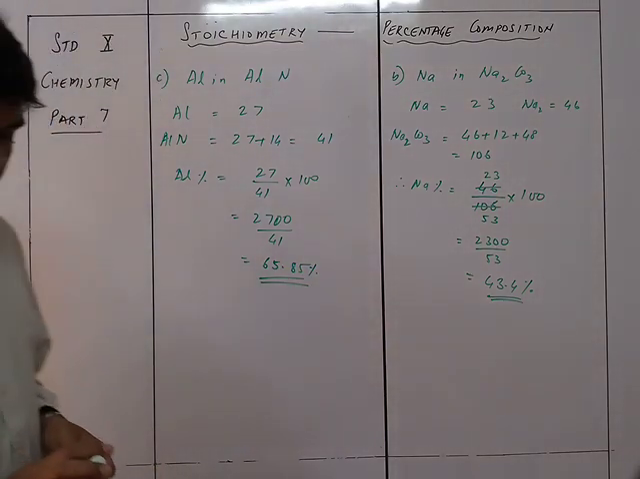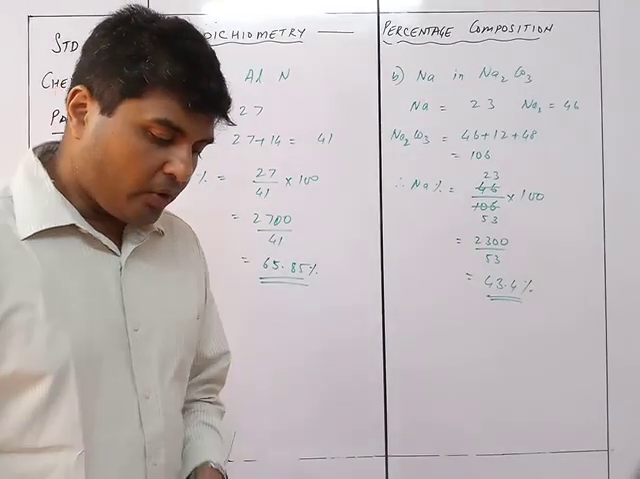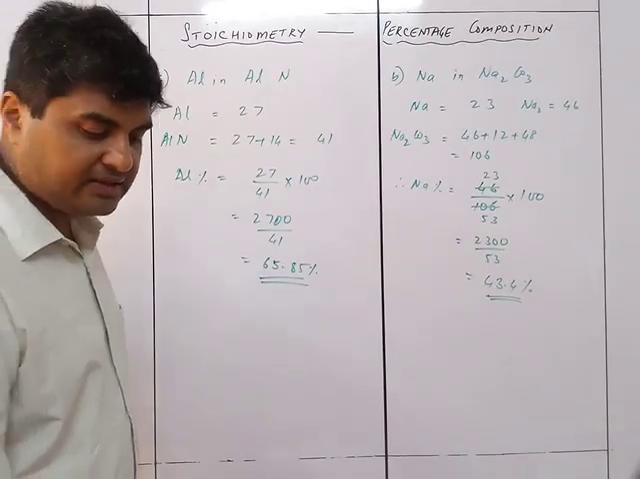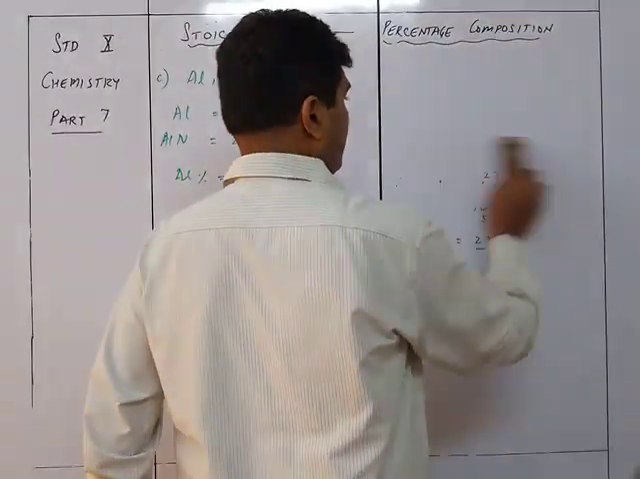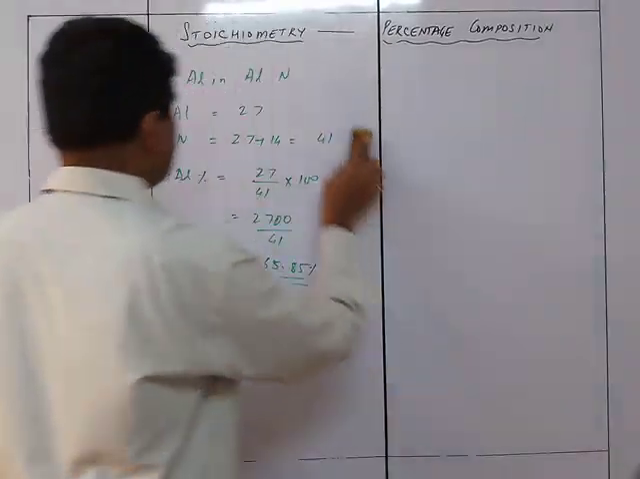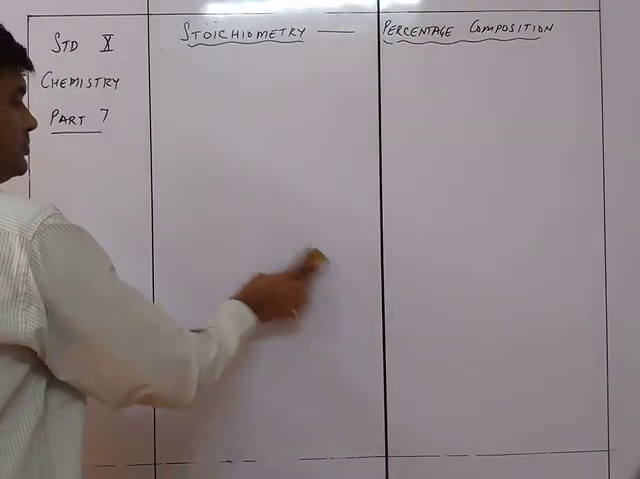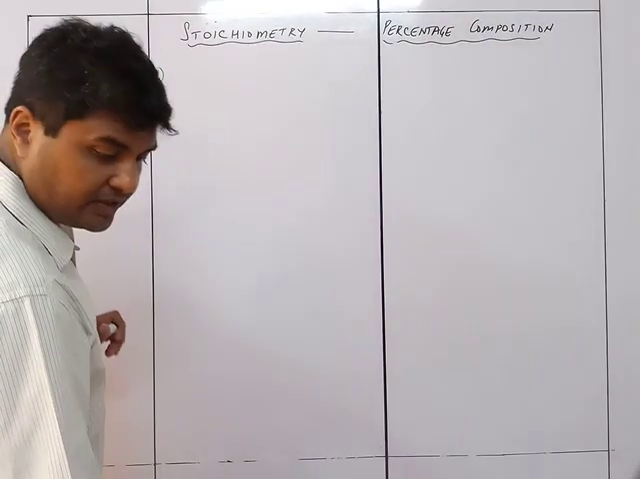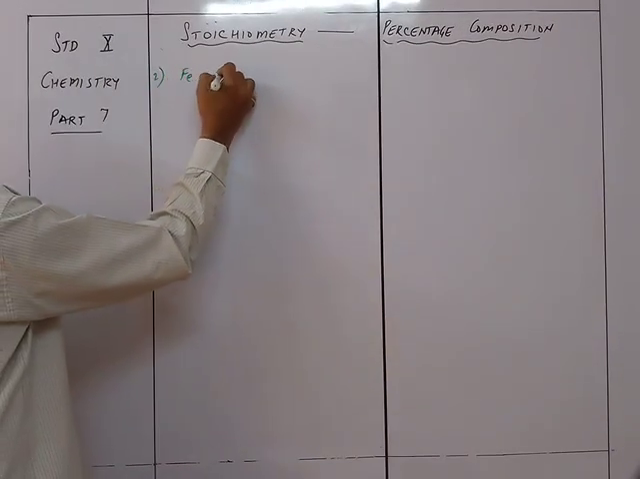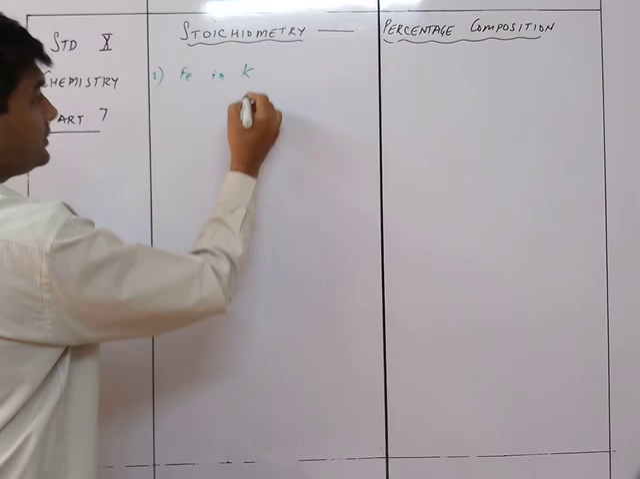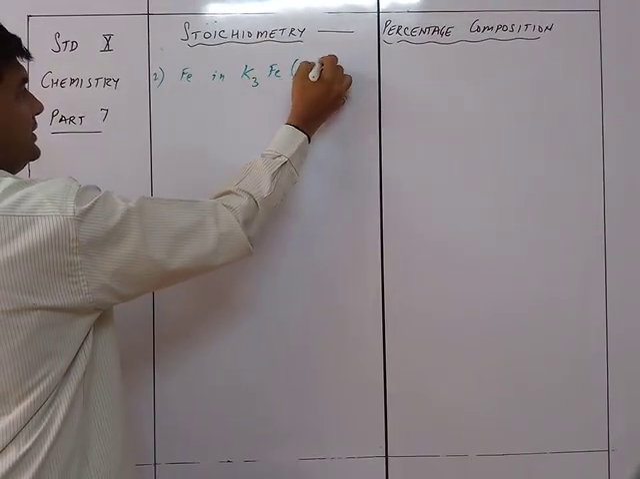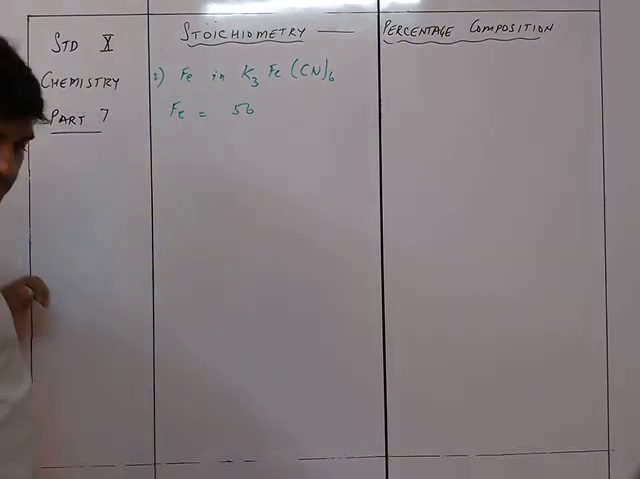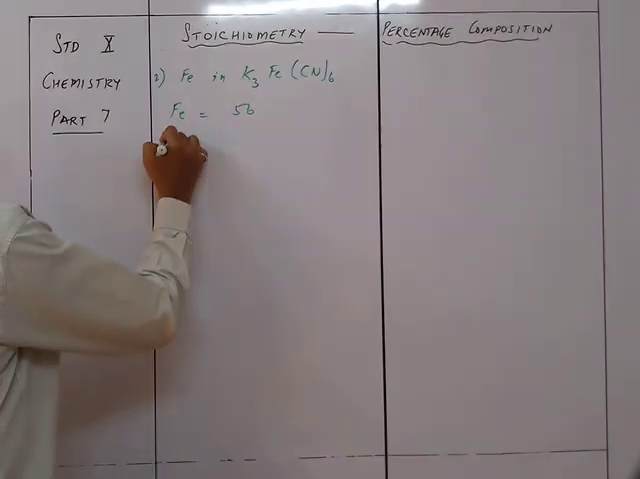Right? So this is question number 1. We now move on to question number 2. Calculate the percentage of iron in K3FeCN6. Question number 2, we need to find out the percentage of iron, Fe, in K3FeCN6.